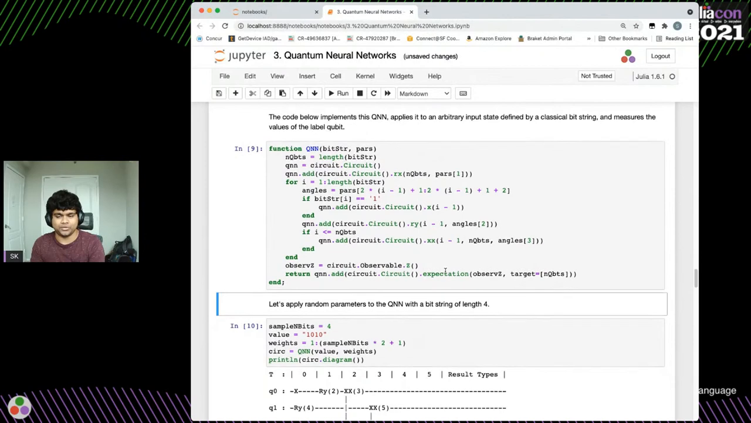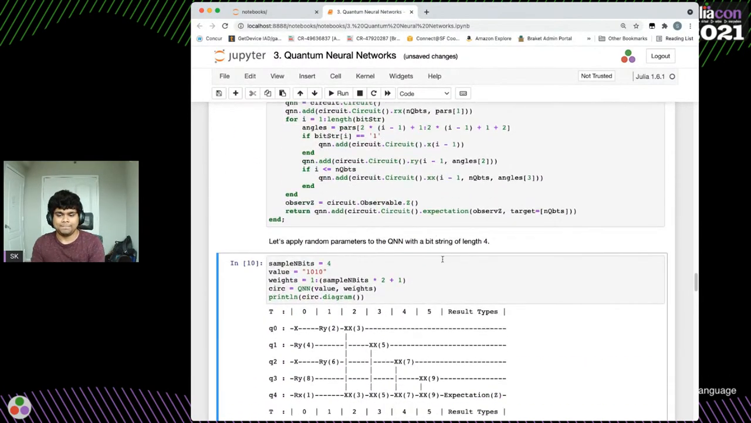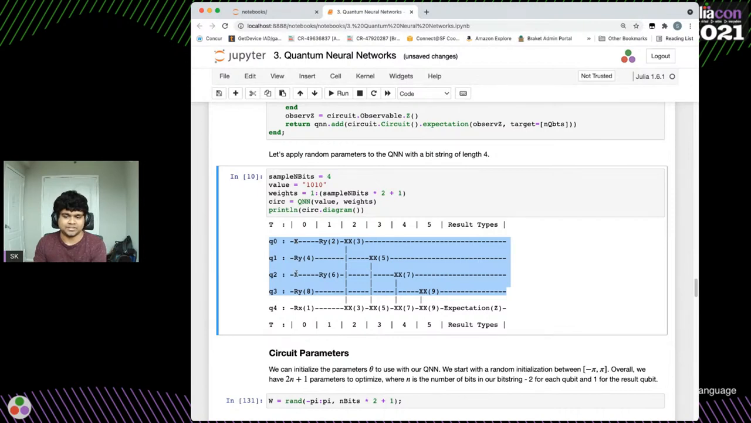So basically what this piece of code is doing is simply constructing that circuit. And you can see that for a sample n of 4, for a 4-bit bit string of 1010, you first transform the input with the X gates. So for the first 4 qubits, you have X gates on the first and the third qubit, which corresponds to the first and the third bits. And then you apply the RY rotations and the XX gates and then the RX rotation.